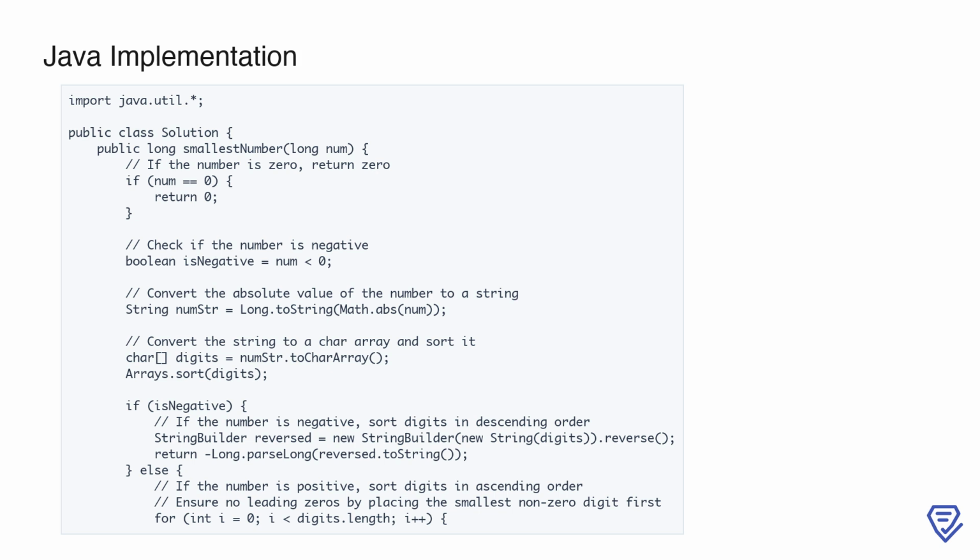We then take the absolute value of the number and convert it to a string, so we can easily work with its individual digits. After that, we convert this string into a character array, which allows us to sort the digits using the built-in Arrays.sort method. If the original number is negative, we then reverse the sorted digits to arrange them in descending order and convert this reversed sequence back into a number with a negative sign in front. This ensures that we get the smallest possible value for a negative number.